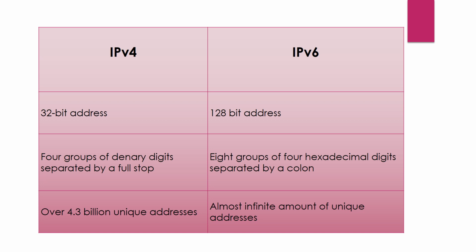Most important question, and mostly asked in the exams: what is the difference between IPv4 and IPv6? IPv4 is a 32-bit address. IPv6 is a 128-bit address. IPv4 is 4 groups of decimal digits separated by a full stop. On the other hand, IPv6 is 8 groups of 4 hexadecimal digits, separated by a colon.